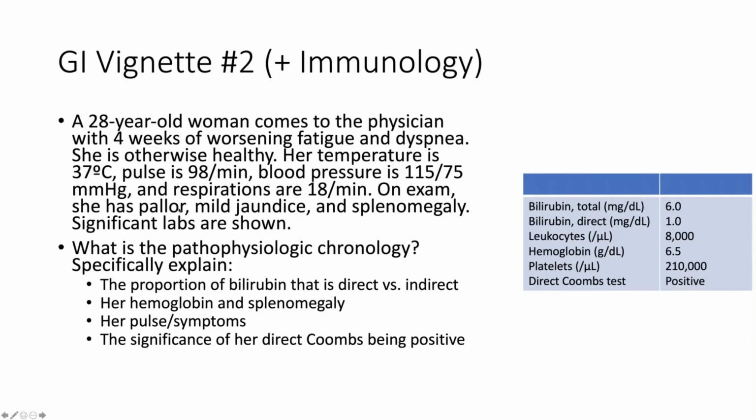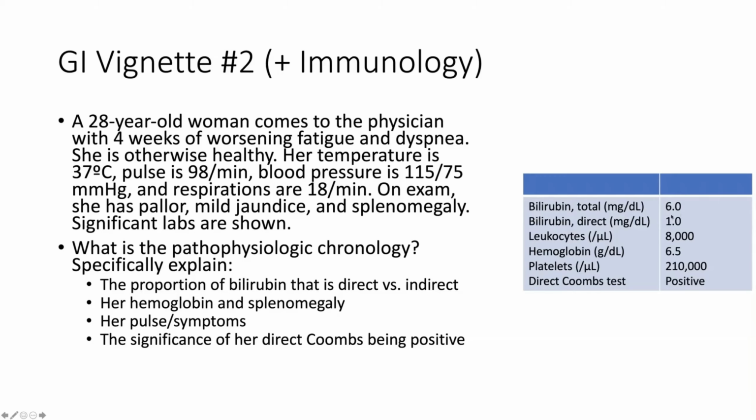So on exam, she has pallor. So again, now you're thinking definitely anemia. Mild jaundice, which now you're thinking hemolytic anemia, because otherwise you shouldn't be increasing your bilirubin. And splenomegaly. So now you're really thinking hemolytic anemia. Now all these things fit, right? I would be doing a pathophysiologic chronology in my head. Hemolytic anemia leads to destruction of red blood cells, leads to low oxygen content, leads to high cardiac output to try to compensate. And because she can't perfuse her tissues as well, she's getting tired and dyspneic.